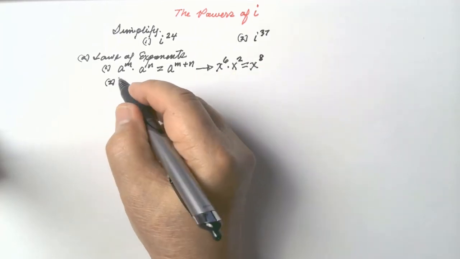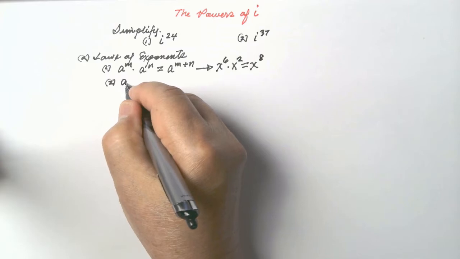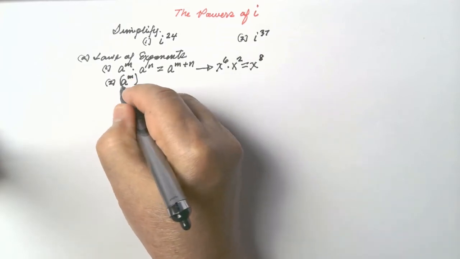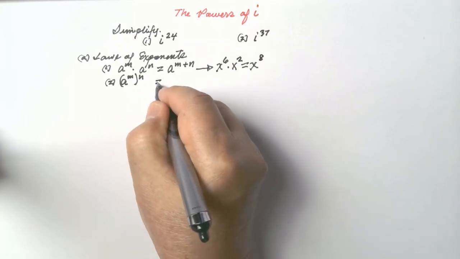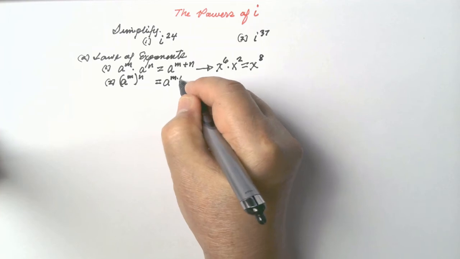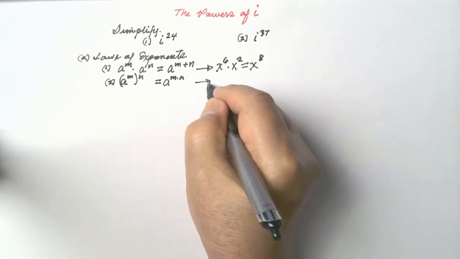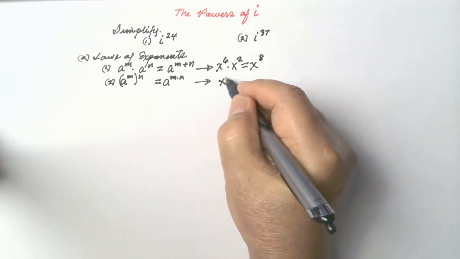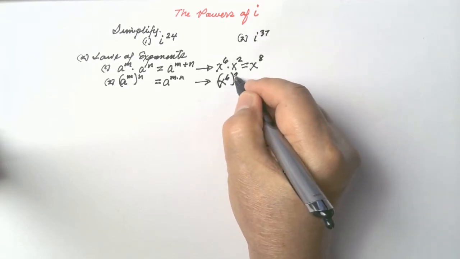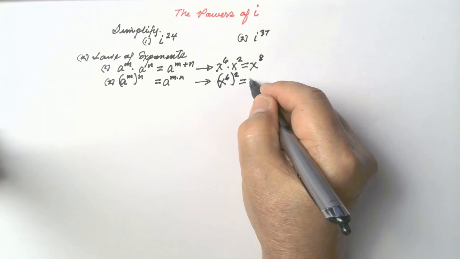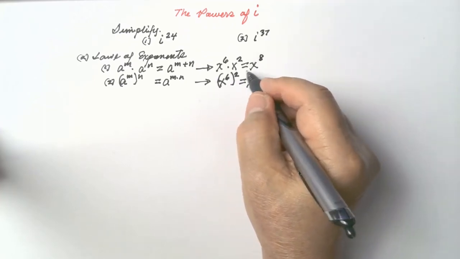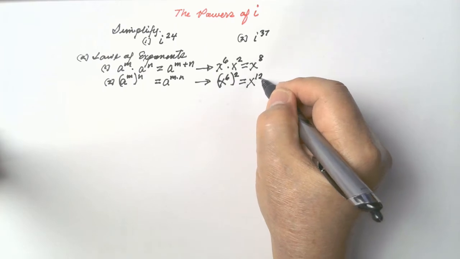We should also know this law of exponent. A raised to m and then raised to n is equal to a raised to m times n. For example, x raised to the exponent of 6 and then this is raised to the exponent of 2. So this is x raised to the exponent of 6 times 2, which is 12.